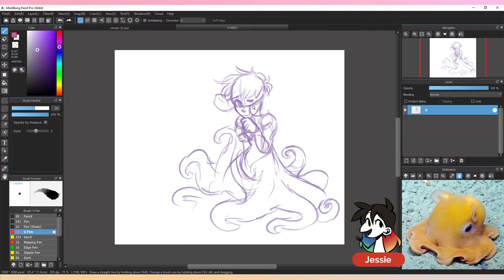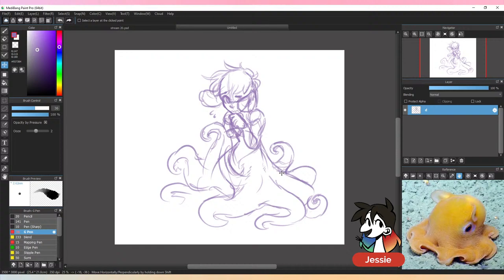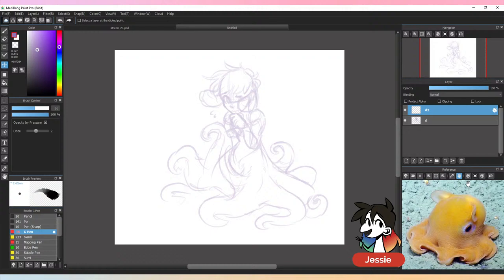Try to fix this ear, because this is bothering me. He's shy. Yeah, I want to make this one a little bit more elaborate, so I am going to do a second sketch pass, just so I can work this out a little bit more.